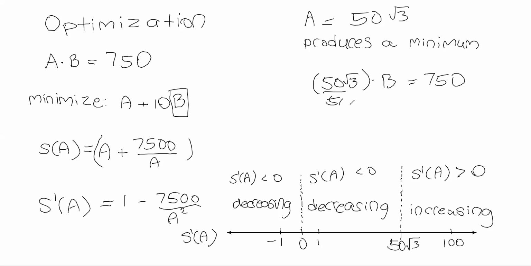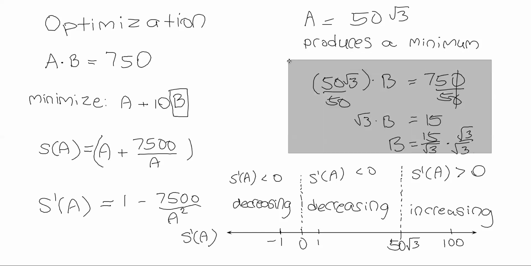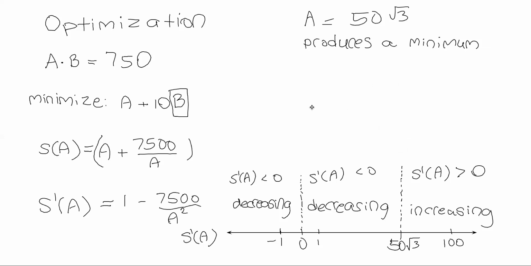Dividing both sides by 50 yields square root of 3 times b equals 15. b is 15 divided by square root of 3. Rationalizing our denominator yields 15 root 3 over 3, which simplifies to 5 times the square root of 3.